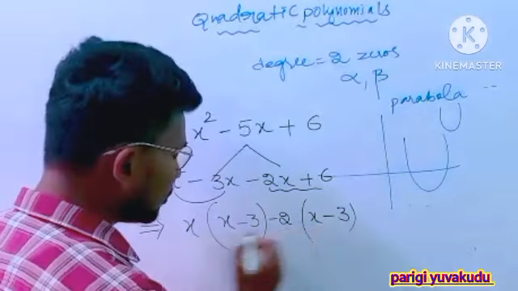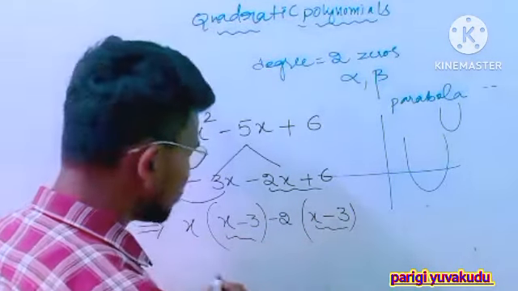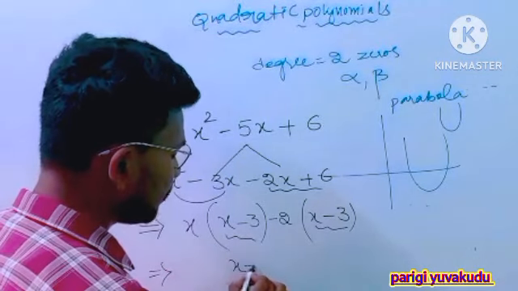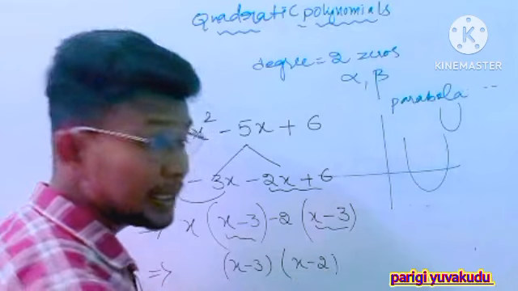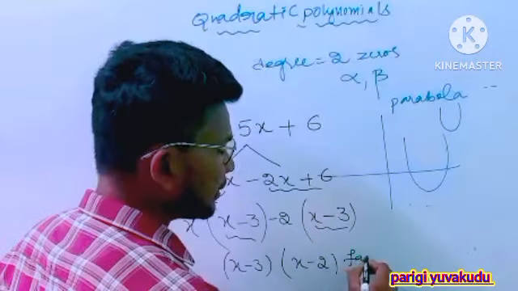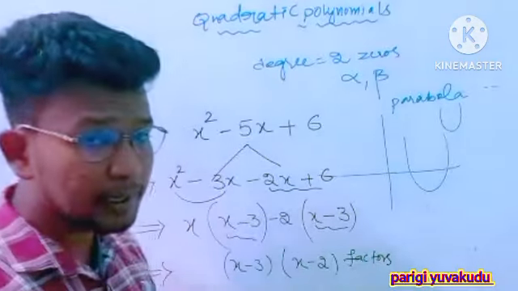Now what you observe is that in the two terms, x minus 3 is the common term. So that's why we are writing only one term. So that's why x minus 3 and x minus 2. These are the factors. We are calling them factors.